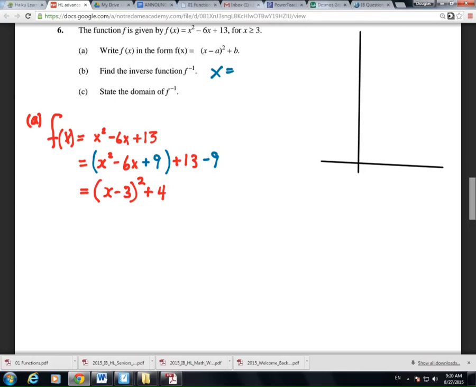Now you can achieve the same result just by using the equation for the axis of symmetry, x equals the opposite of b over 2a. Then you substitute that number, that'll be 3, and then you find f of 3, that'll give you 4, and you'll know 3, 4 represent your a, b values.